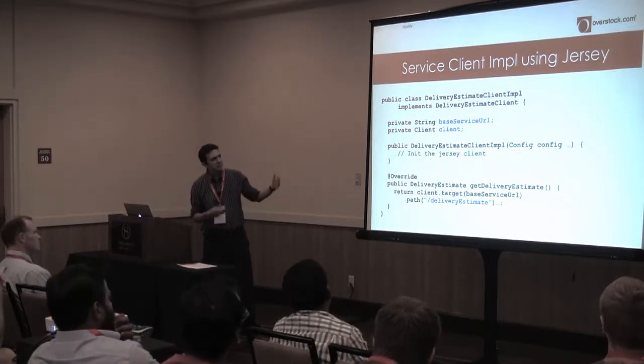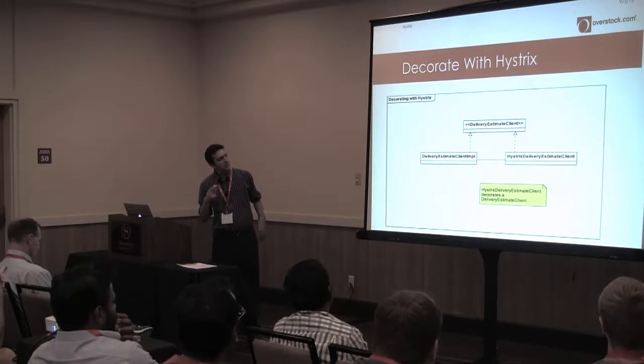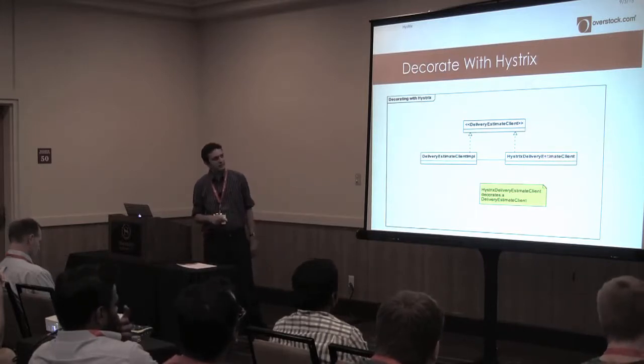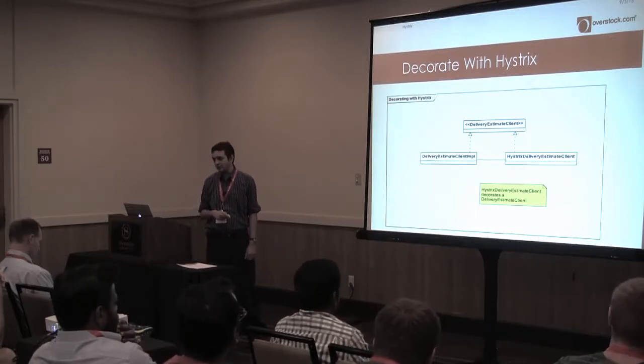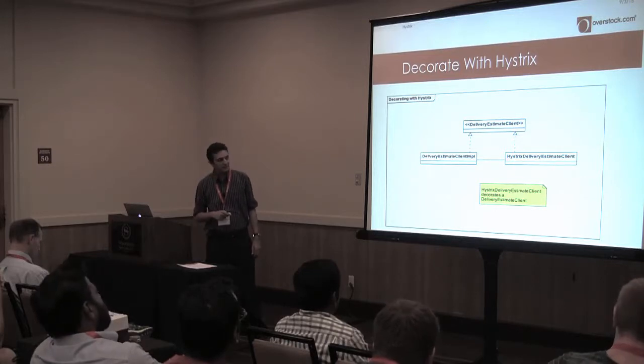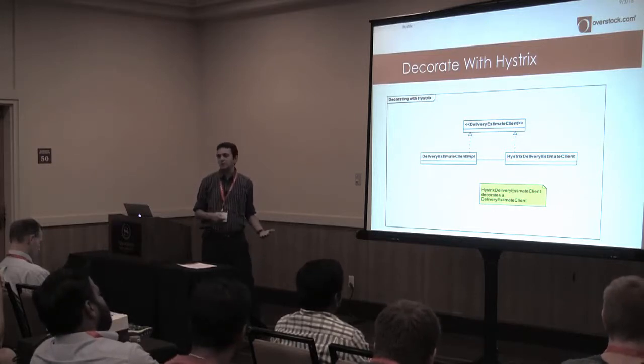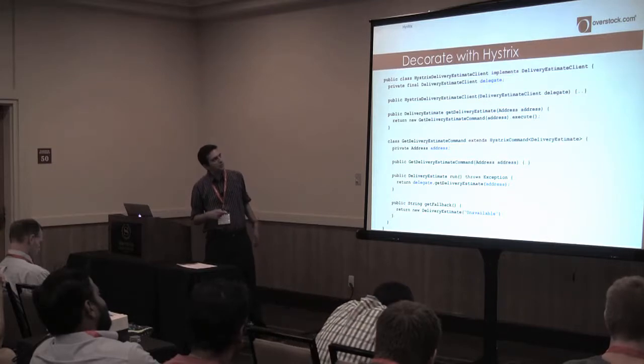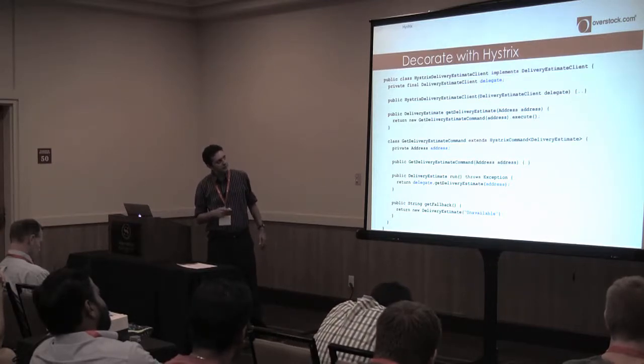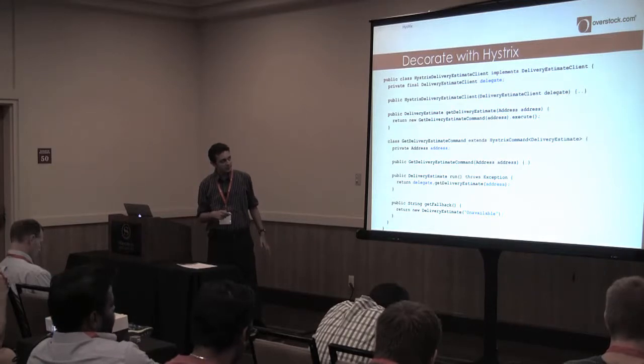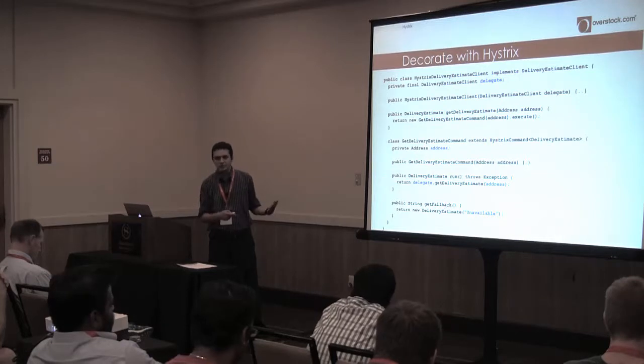Now, this is how our Jersey clients are. We use the decorator pattern such that we create something called the Hystrix delivery estimate client, which then delegates to the delivery estimate client info to perform its operation. And it does so like this. We have the delivery estimate client within it. Then what we do is we say new delivery estimate command or execute, and this is the command itself that uses the delegate. So we're able to reuse it.